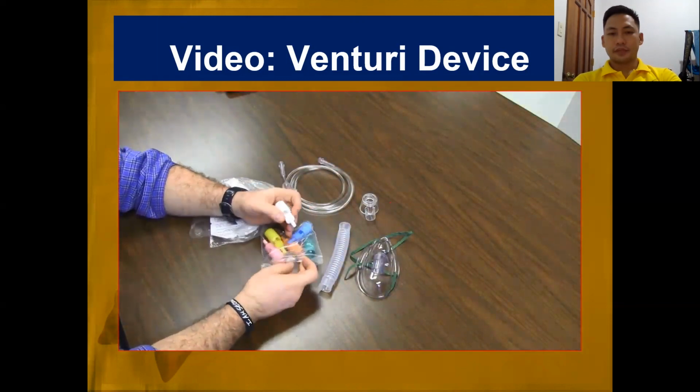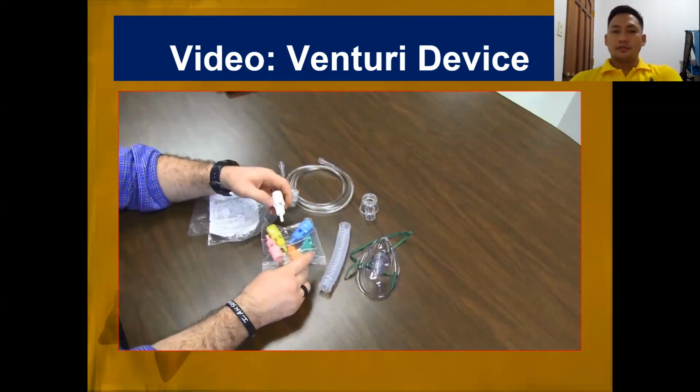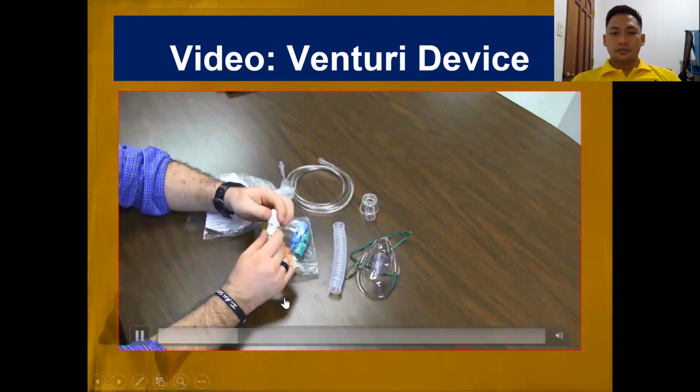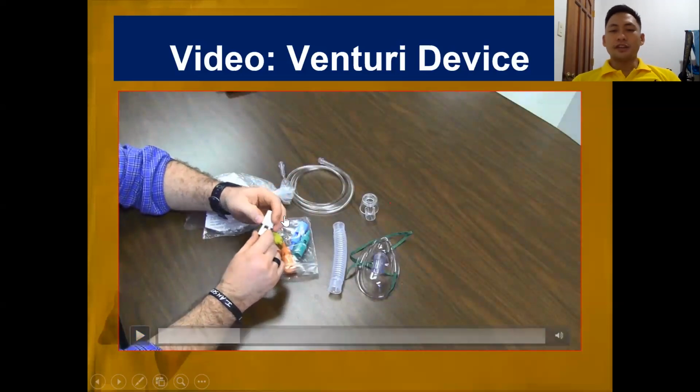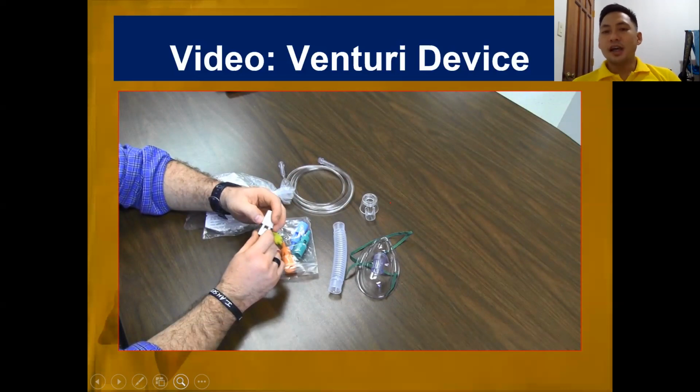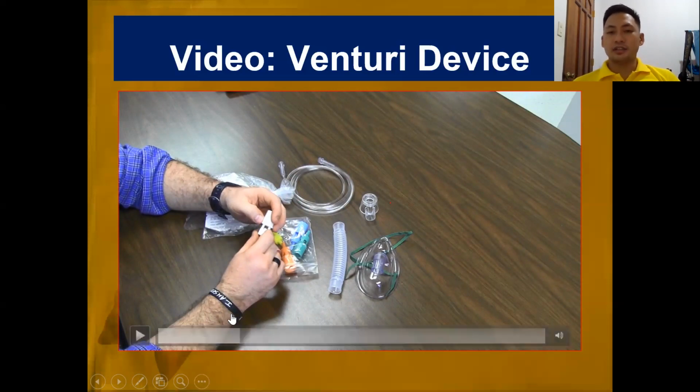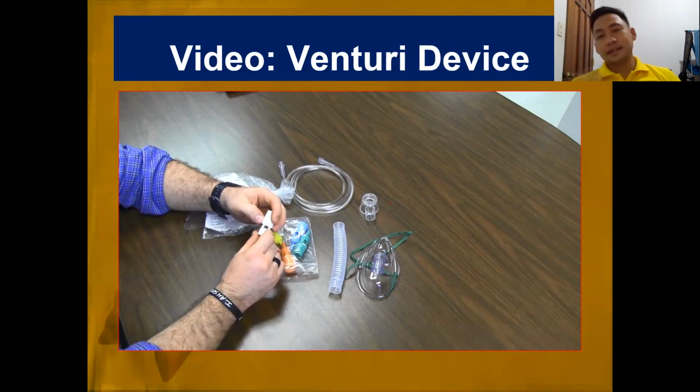I don't know if you can see with the camera, but every one is a different color, and something is written on each one. The appropriate term for these devices is fixed orifice devices. Each color has corresponding flow rates in liters per minute, and it also has a corresponding FiO2. So for example, the color white is 40% FiO2.